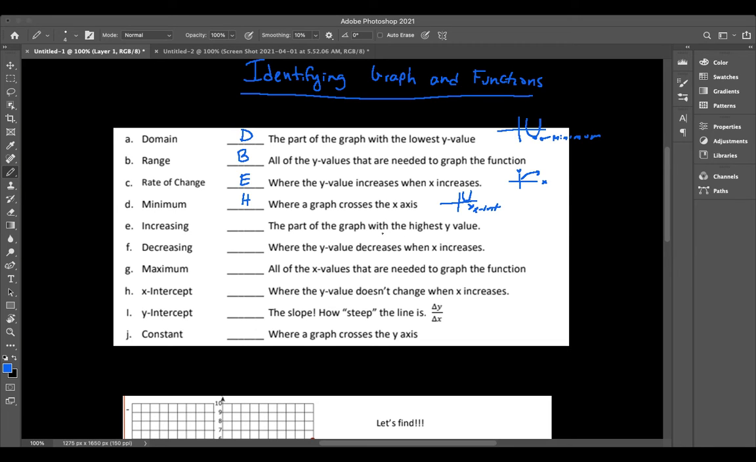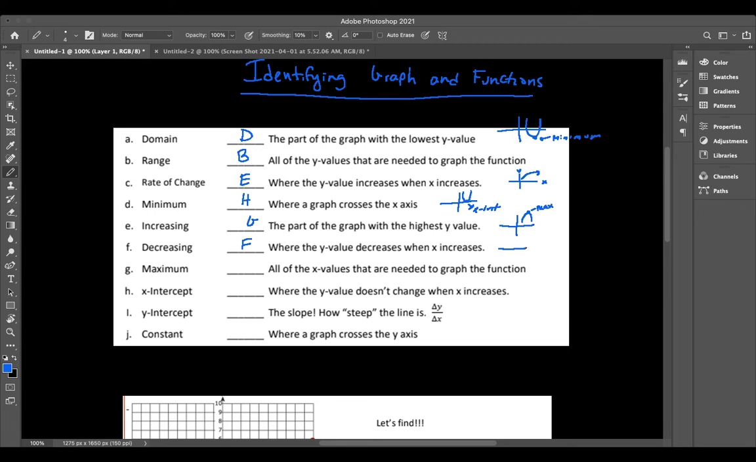All right, the part of the graph with the highest y value, okay, that would be the maximum. Okay, that would be the maximum. So graph looks like this. Here's a parabola. This point would be the maximum, the highest point. Okay, and where the y values decreases and the x value increases. Okay, so that would be F decreasing.